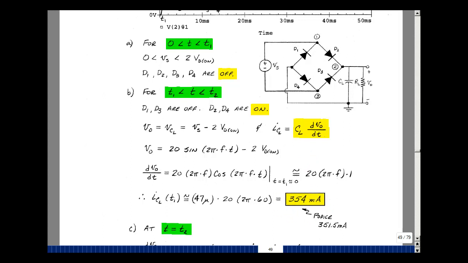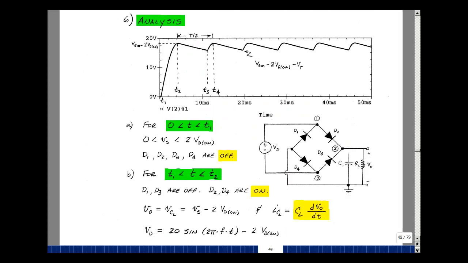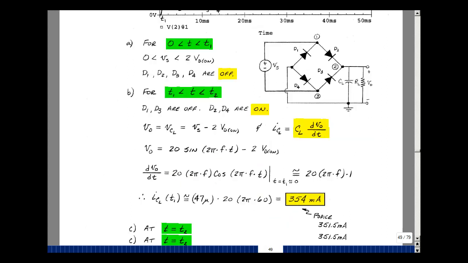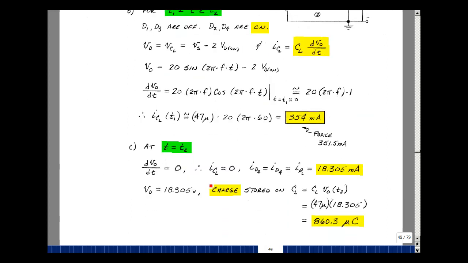What happens at the time t2? At the time t2, our input voltage has a change in slope. It was positive here, and thereby current went into the capacitor. And now the slope is equal to 0. When the slope is 0, the capacitor current is 0, and the current in the resistive load is the same as the diode current. The current in the resistive load we measured as 18.305 milliamps. That was through a 1K resistor, and that would give me a voltage of 18.305 volts.